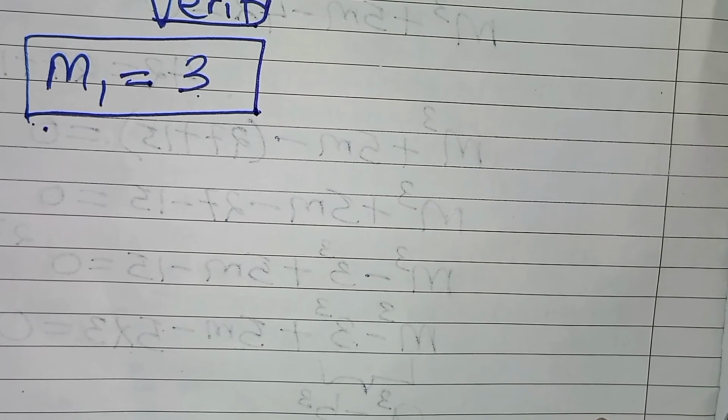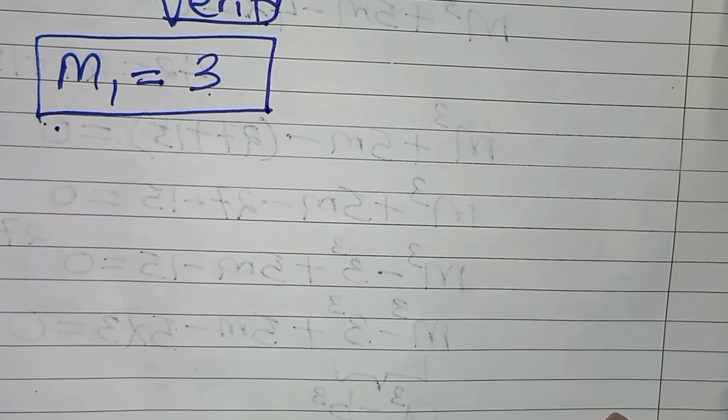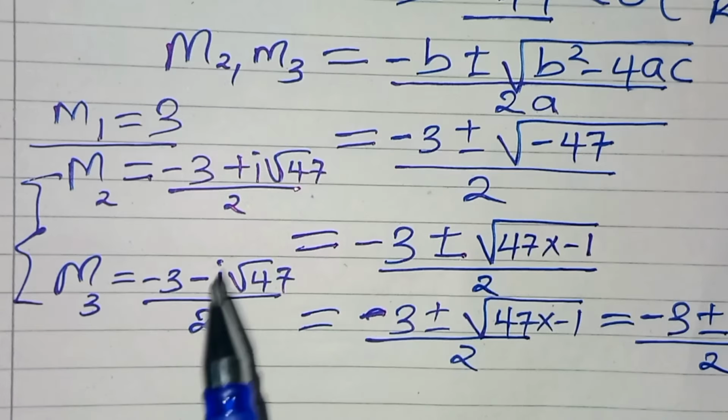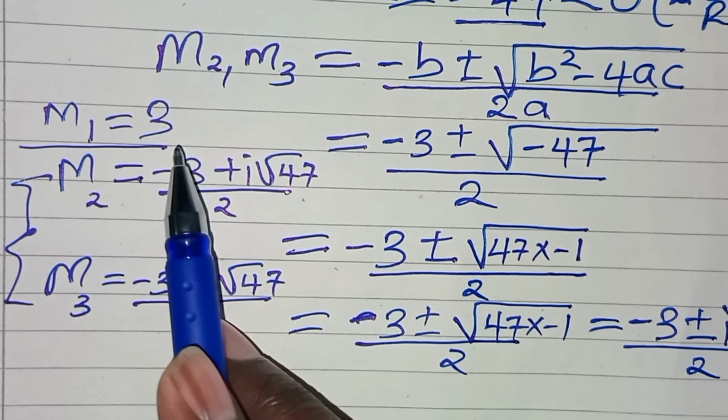So we are seeing that we have three solutions: two complex roots, that is m2 and m3, and we have only one real solution, which is 3.